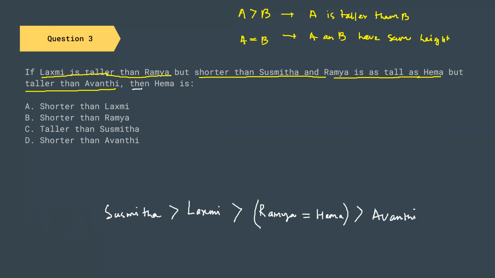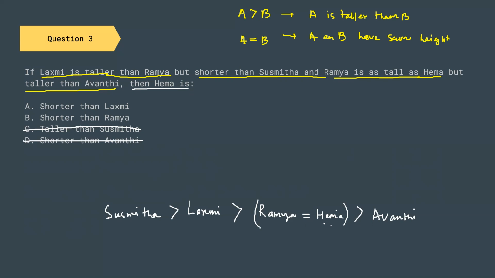So they are telling us, what will be Hema? Let us start with option D, shorter than Avanti. No, Hema is taller than Avanti, so this option is eliminated. This is a wrong option. Hema is taller than Shushmita? Not possible, because Shushmita is the tallest among all the girls. So this information is again eliminated.